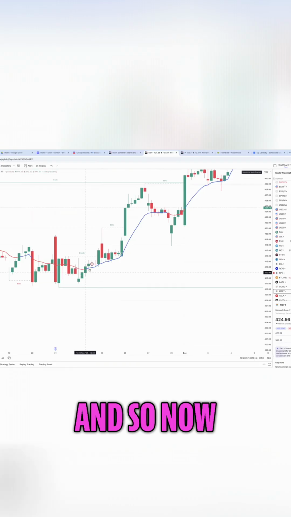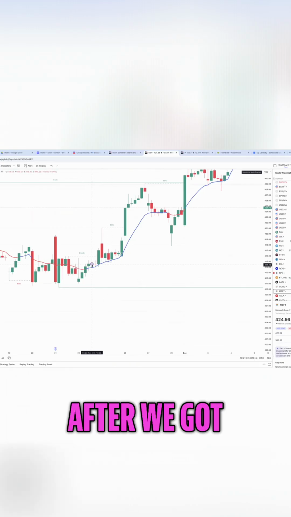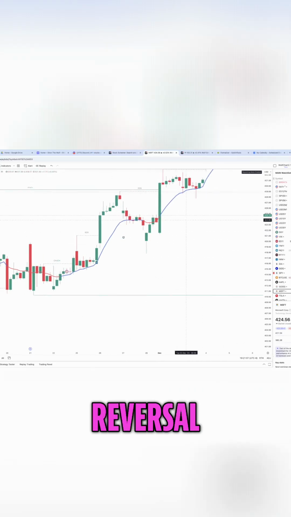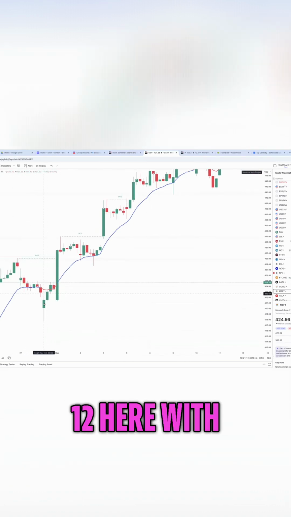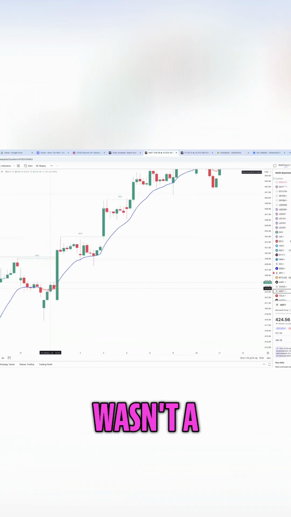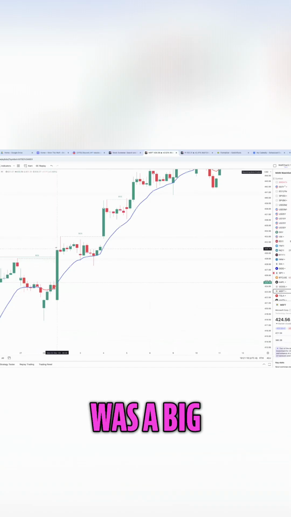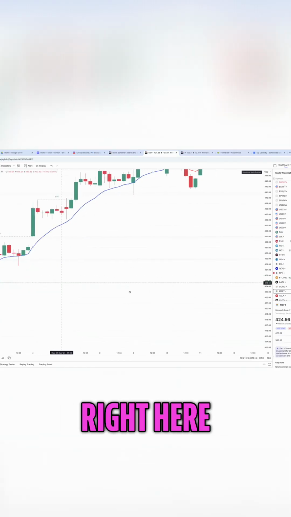And so now we can come out of this uptrend with this signal. And you see how after we got this candle, we got a decent trend reversal, right? And you can see that constantly. When we lose a 12, like we lost a 12 here, this candle wasn't a signal. That candle wasn't a signal. This one wasn't a signal for a reversal. This candle was a big, beautiful green candle, but that doesn't mean anything unless you get this candle right here.